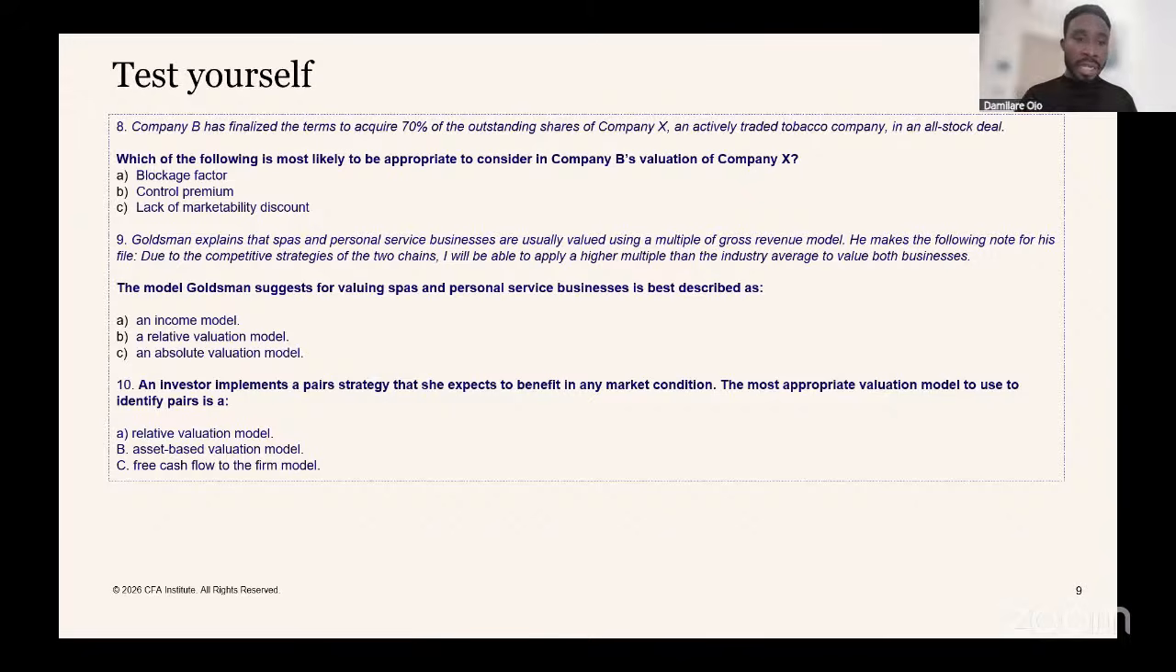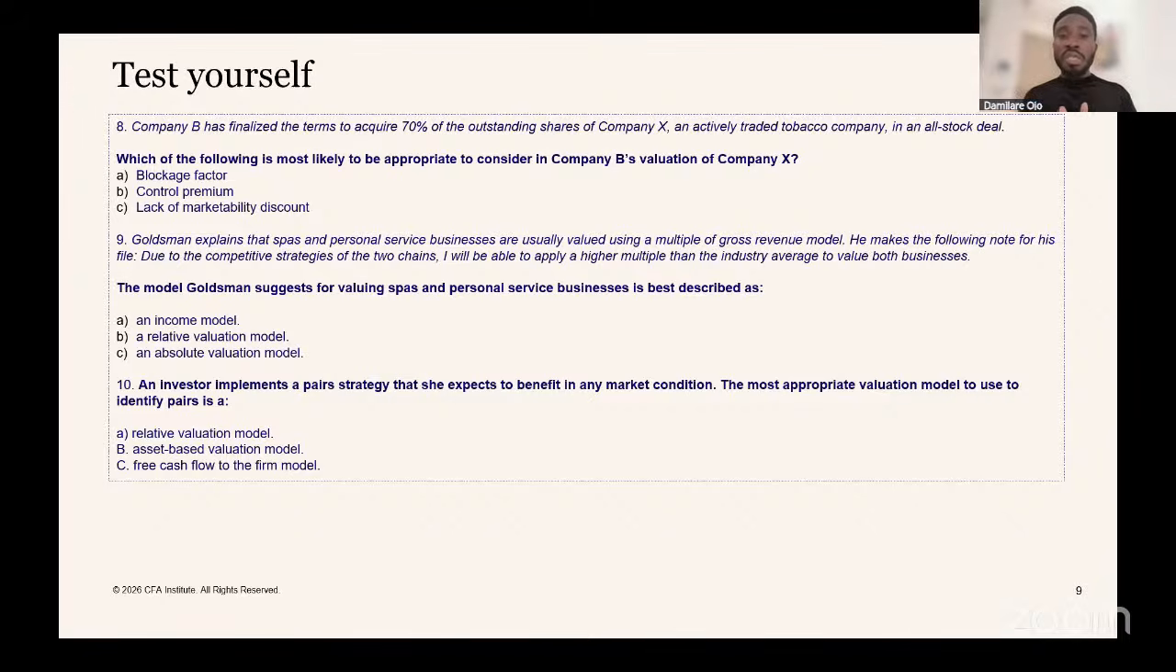So when you use that as a valuation model, then you are under the realm of absolute valuation model, which is option C. Now, the question says that Goldman explains that past and personal businesses are usually valued using a multiple of gross revenue model. It makes the following notes in its file. Due to the competitive strategies of the two chains, I will be able to apply a higher multiple than the industry average to value both businesses.